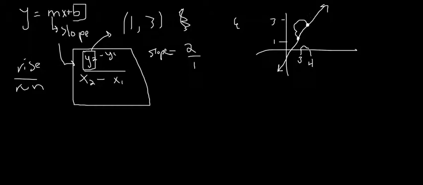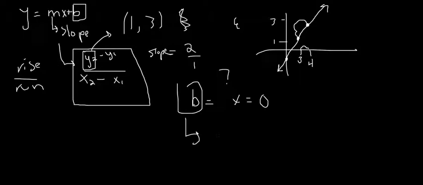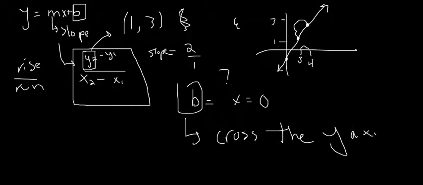And then what is b? b is the intercept. b is the value when x equals 0, right? So when x is 0, what is b? What is the y-intercept? It's where the line crosses the y-axis. And it's called the y-intercept because it crosses the y-axis, right?